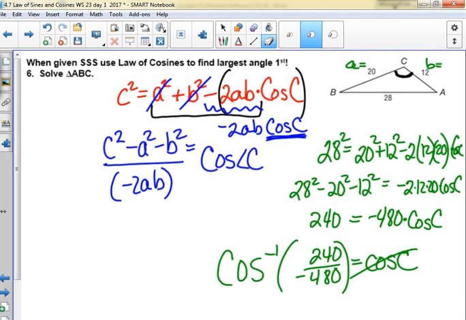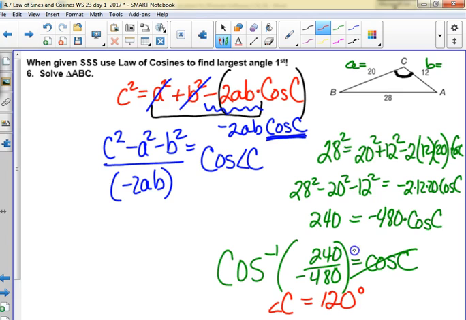Angle C is 120 degrees. Does that work on your unit circle? Look at your unit circle real fast. Is the cosine of 120 negative 1/2? Okay, just checking. So this is 120 degrees up here. When you do law of cosines, you get one answer and it's the only answer, okay? If you lose that negative, are you going to get the right answer? No, so be real careful.